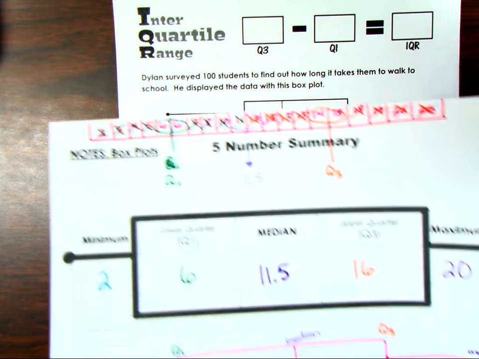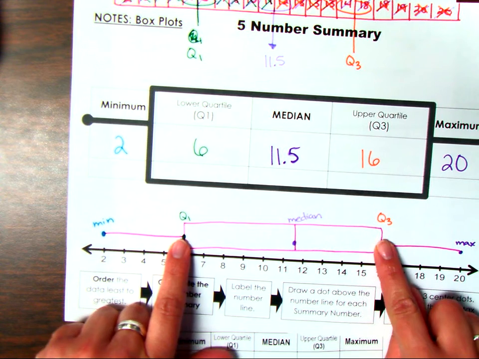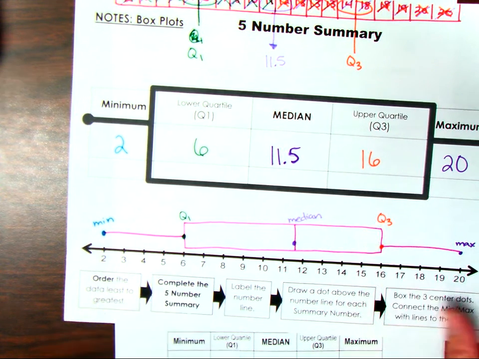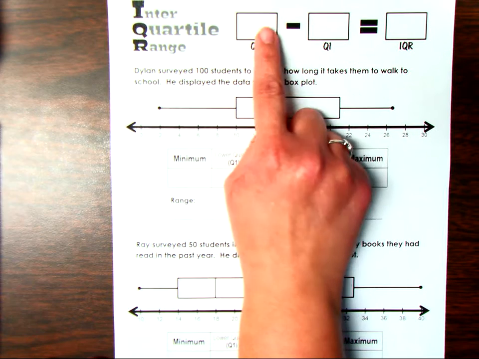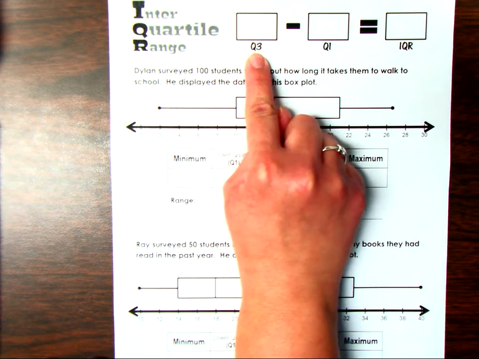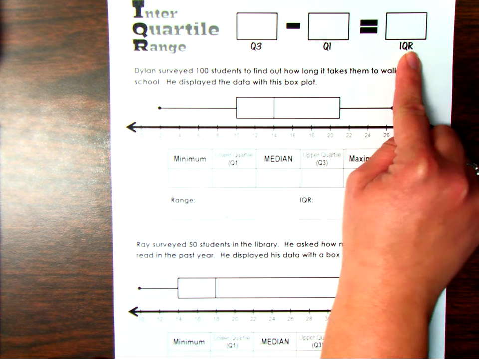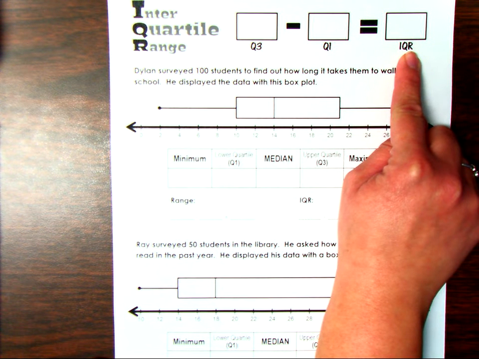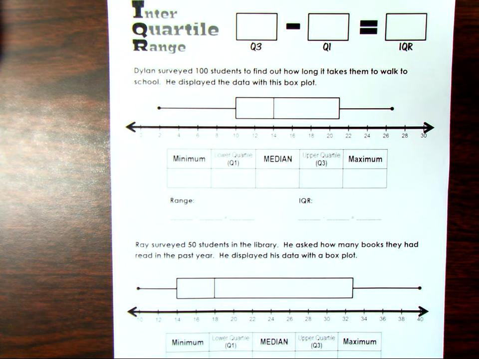But if we're talking about interquartile range, we're going to be talking specifically about quartile 3 and quartile 1. All interquartile range is, is when you take your quartile 3 and subtract quartile 1, and we get what we call IQR, or interquartile range. So let me show you guys how to interpret this data based on what we actually have graphed.